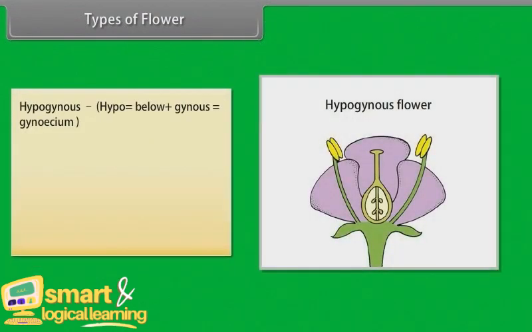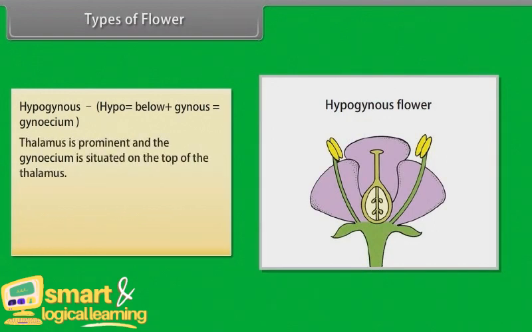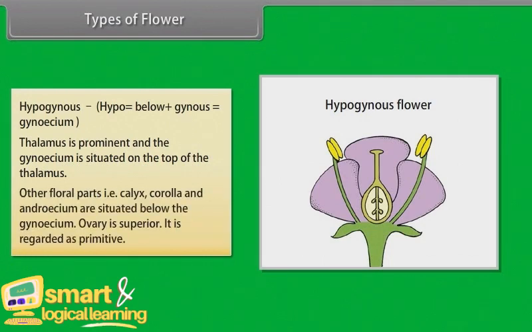Hypogynous. Thalamus is prominent and the gynoecium is situated on the top of the thalamus. Other floral parts, that is calyx, corolla, and androecium, are situated below the gynoecium. Ovary is superior. It is regarded as primitive.